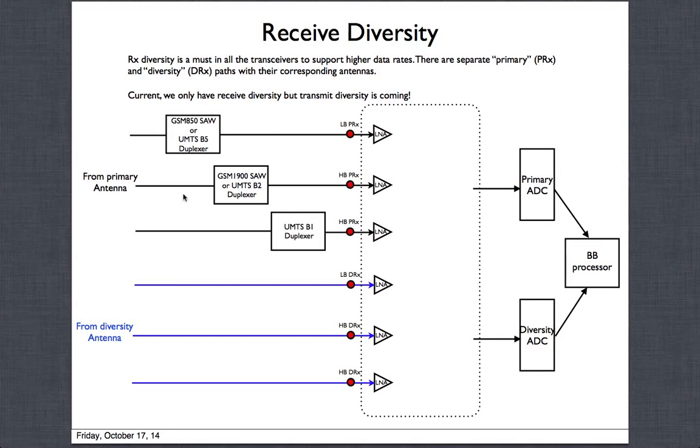So the primary paths have remained the same as we had previously, one low band and two high band, and for each of these paths, only one will be on at a time. Whichever is on, you want a corresponding path in the diversity. So I've labeled them low band diversity, high band diversity, high band diversity. One thing you notice is they don't have their filters.